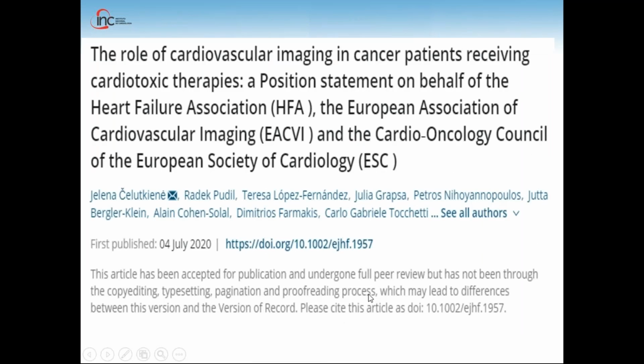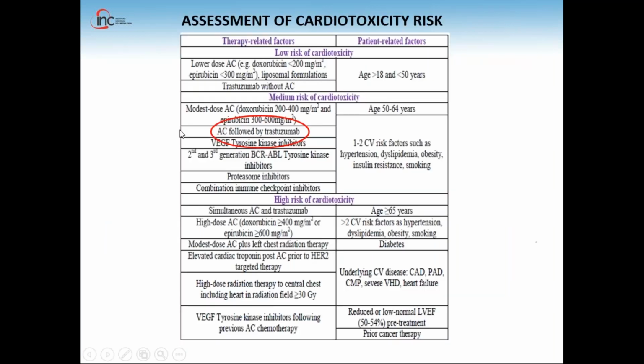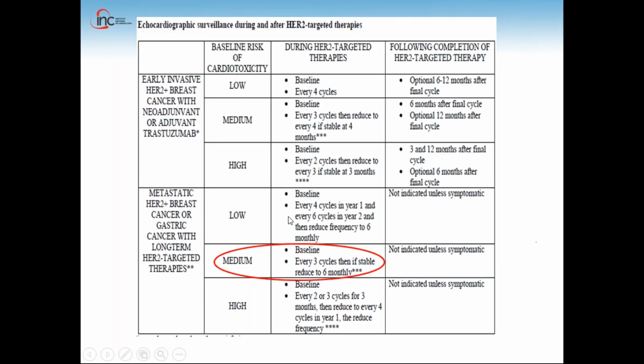This other document, which has been accepted for publication, tells us about the role of cardiovascular imaging in cancer patients receiving cardiotoxic therapies, from the Heart Failure Association, the European Association for Cardiovascular Imaging, and the Cardio-Oncology Council of the European Society of Cardiology. In the assessment of cardiotoxic risk, she would still be included as medium risk because of the anthracycline followed by trastuzumab. For echocardiographic surveillance, she should have a baseline exam, and then every 3 cycles, and then if stable, reduced to 6 monthly.